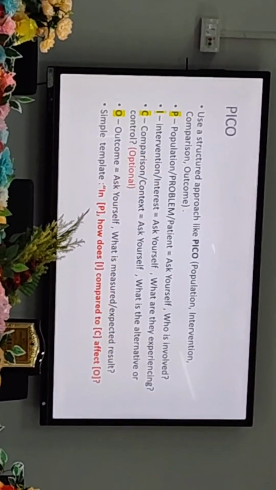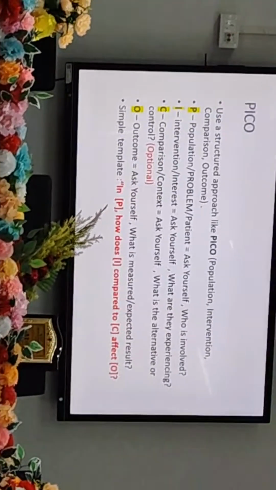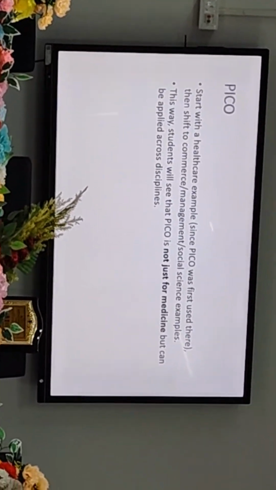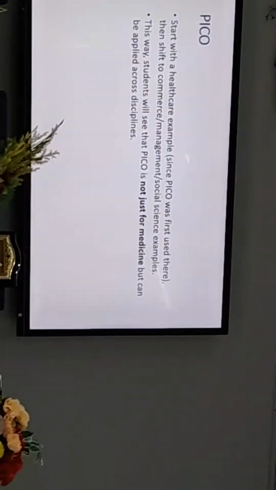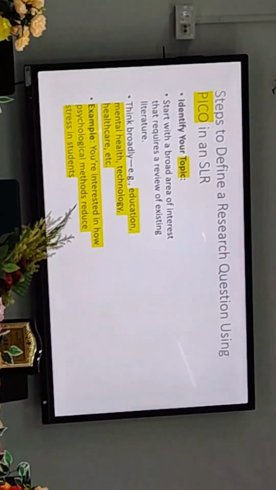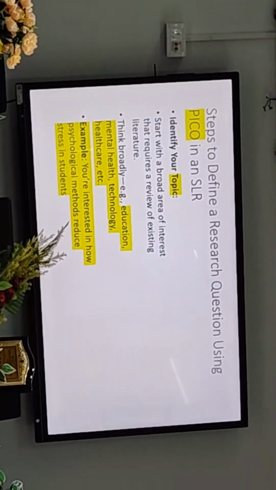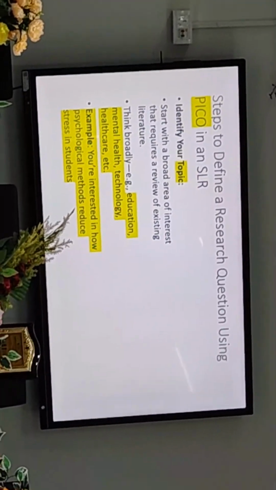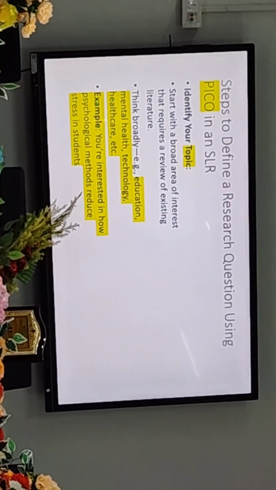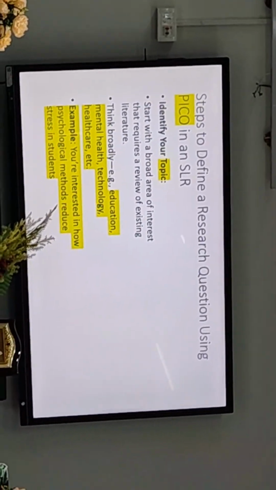It means P is for the population, I is for how does, C means compare, and O means effect. Okay, anyway. So I said that PICO was first applied in the medical discipline. Now it is being applied to all kinds of disciplines. Then how to determine a research question, what are the steps? That is a scientific procedure. Being a new researcher, first you have to identify a topic. Your topic might be education, mental health, technology, healthcare, etc. Any discipline.